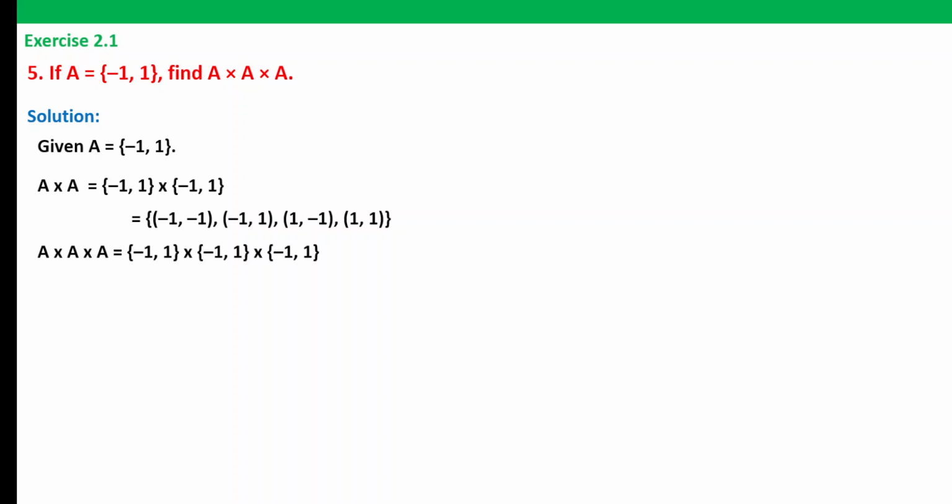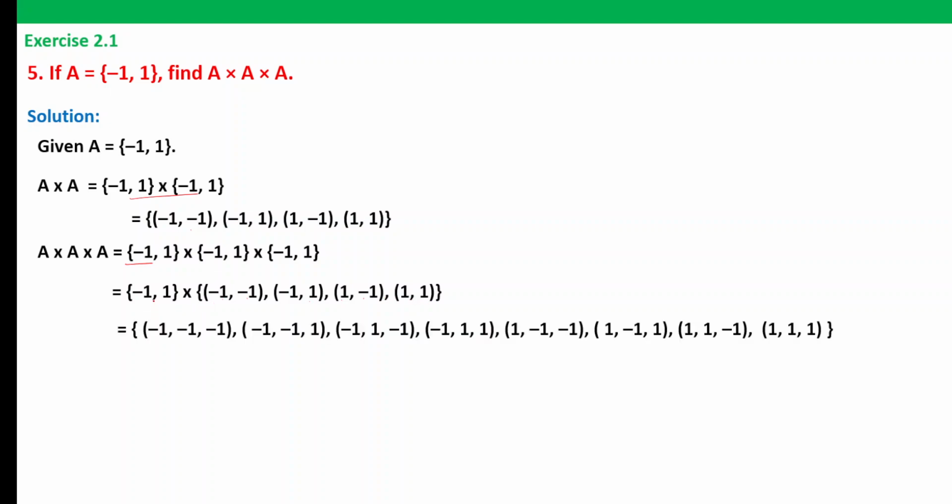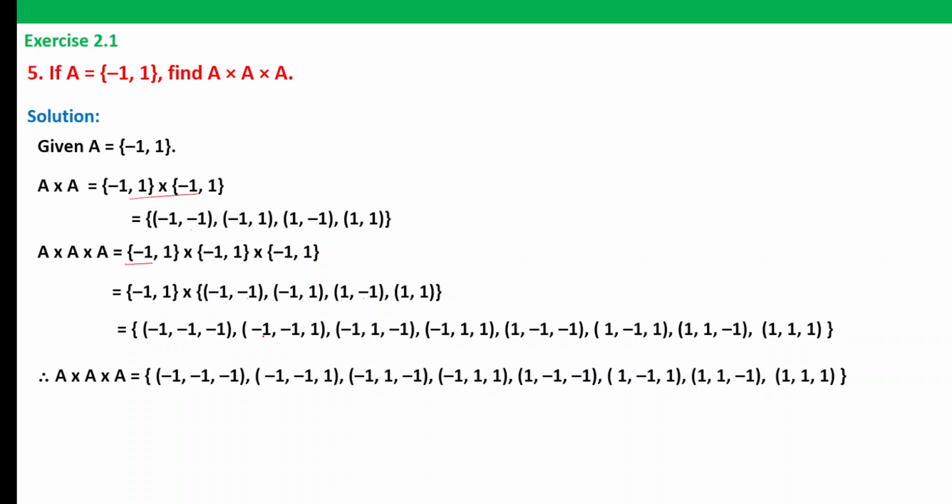Then A × A × A. So we can multiply this A with the product of these elements. This A × A we are representing with (-1, -1), (-1, 1), (1, -1), (1, 1). So when we multiply that, we are going to get 8 elements: (-1, -1, -1), (-1, -1, 1), (-1, 1, -1), (-1, 1, 1), (1, -1, -1), (1, -1, 1), (1, 1, -1), (1, 1, 1).